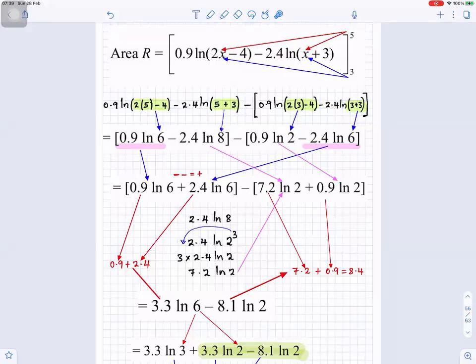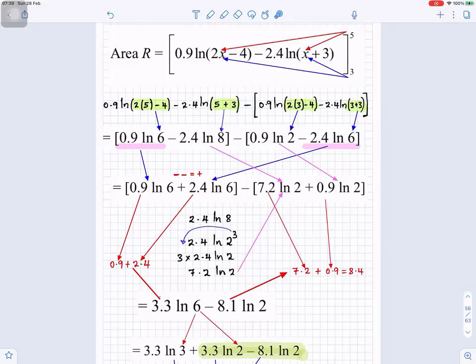So we get the area by substituting the values 5 and 3. You substitute 5 in there and 5 in there. After that, put 3 and 3. When you put 5, you get all of this expression at the top. 2 times 5 is 10 minus 4 is 6. 5 plus 3 is 8. 2 times 3 is 6 minus 4 is 2. 3 plus 3 is 6. And then you do the same: 0.9 ln 6 minus 2.4 ln 8.